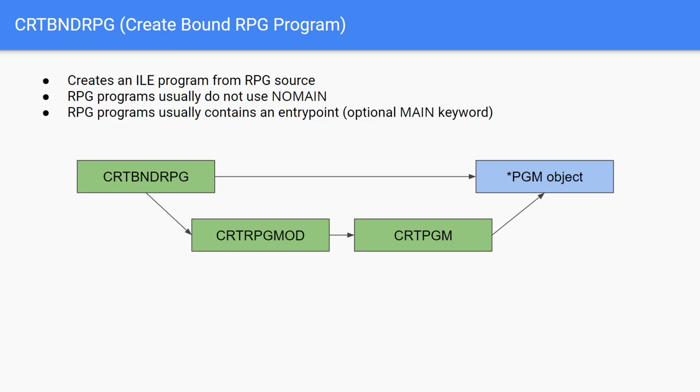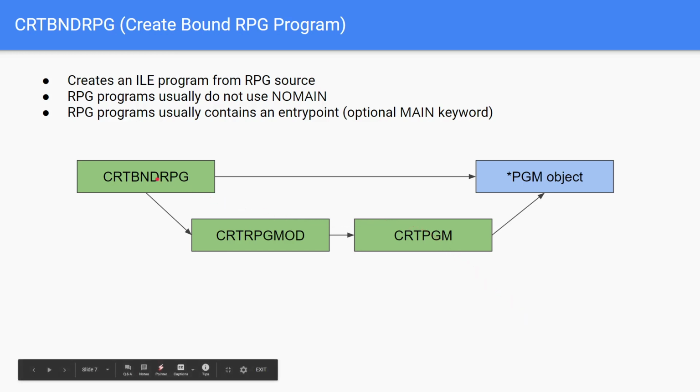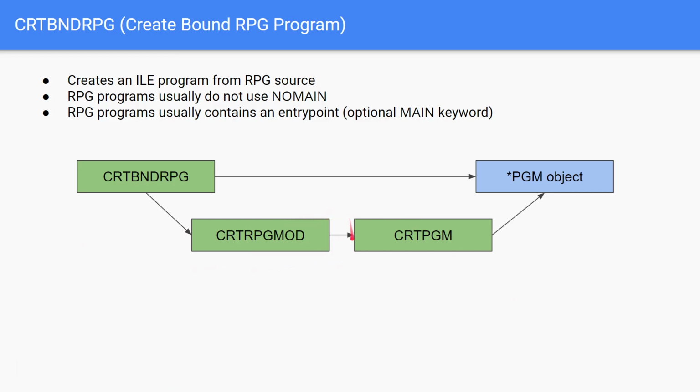But the moral of the story, the way that this command actually works is, it takes your source code, it passes it to create RPG mod, then passes the module to create program, and then actually creates your program object. So the create bound RPG actually just wraps these two commands together to create the program object. That's really what it does.